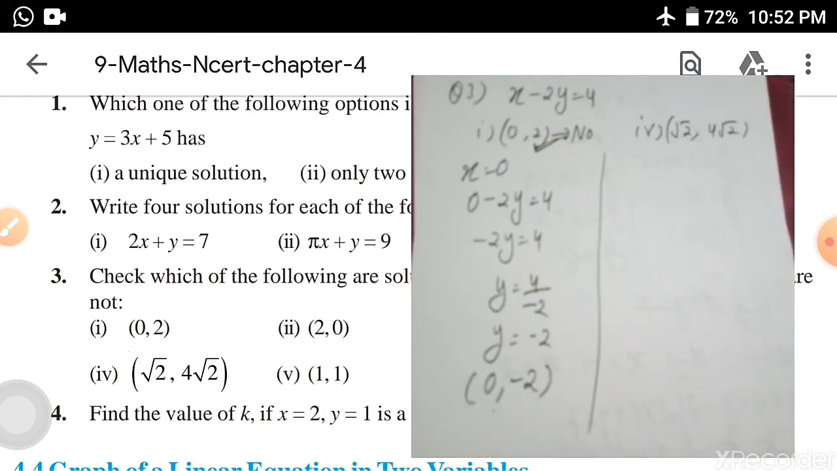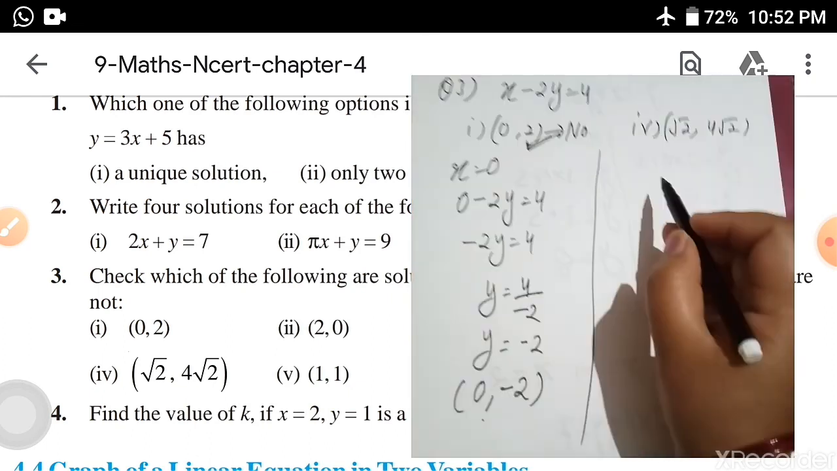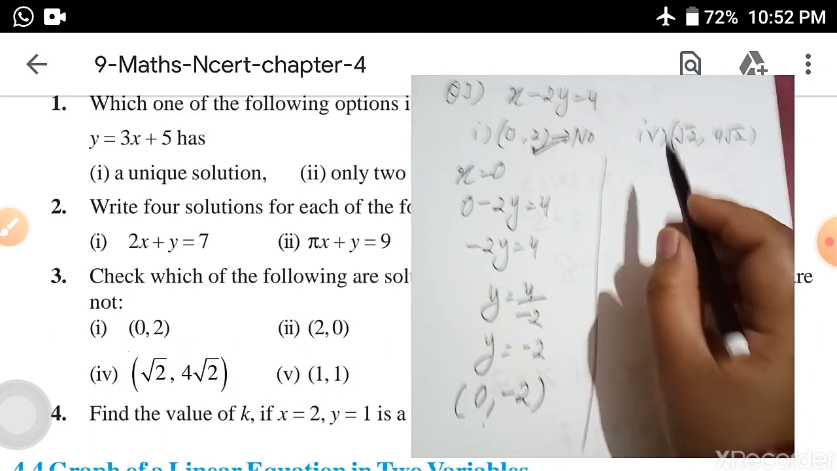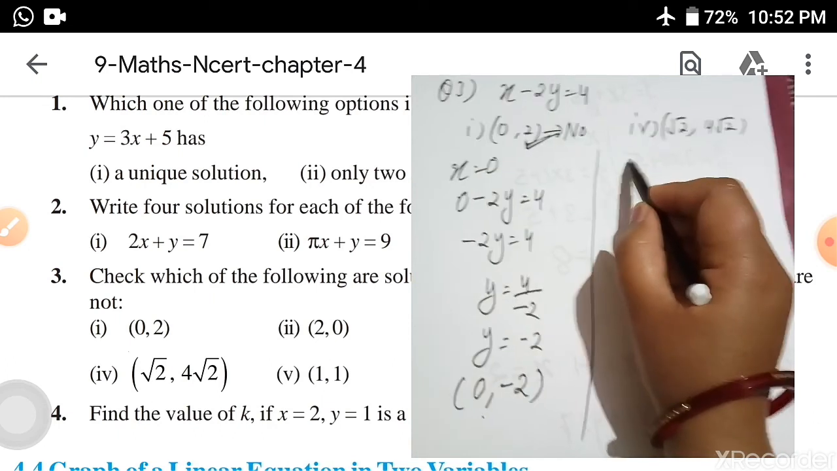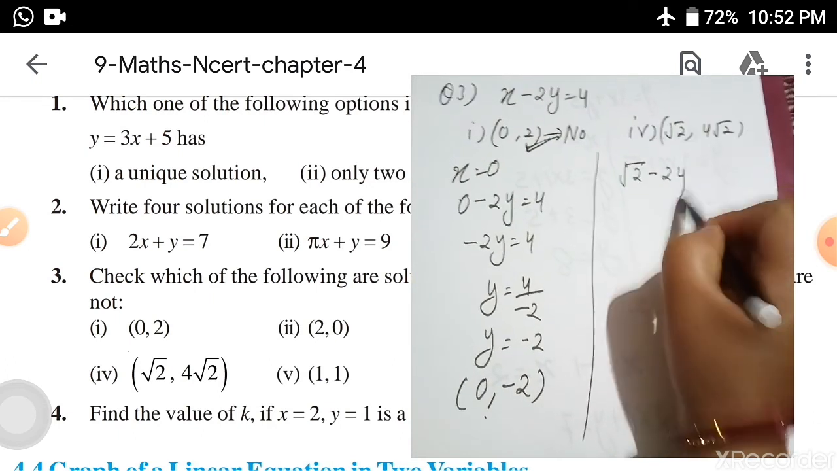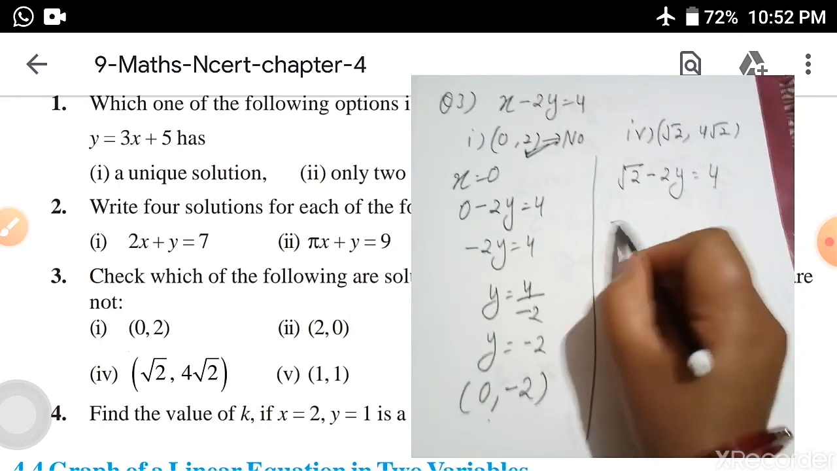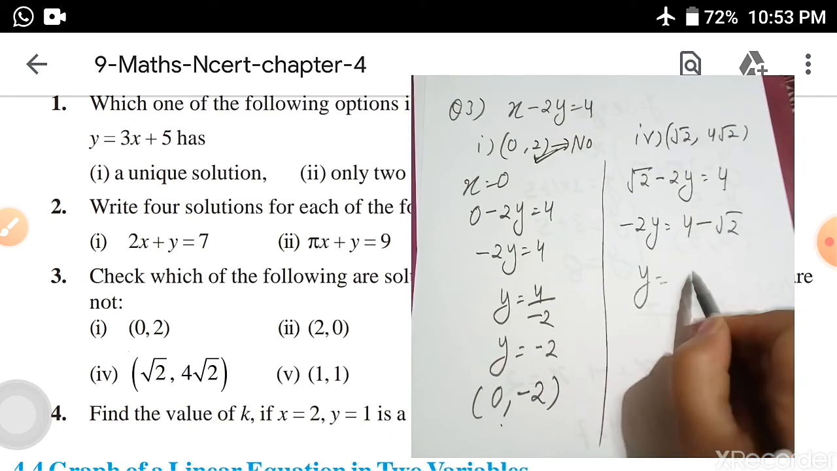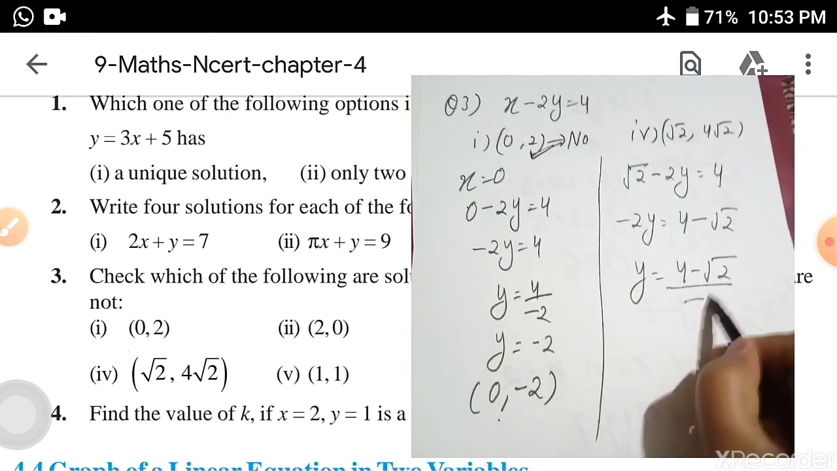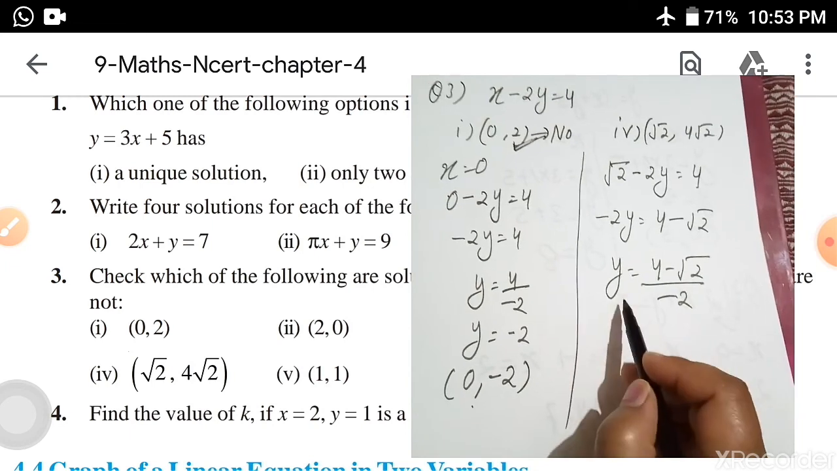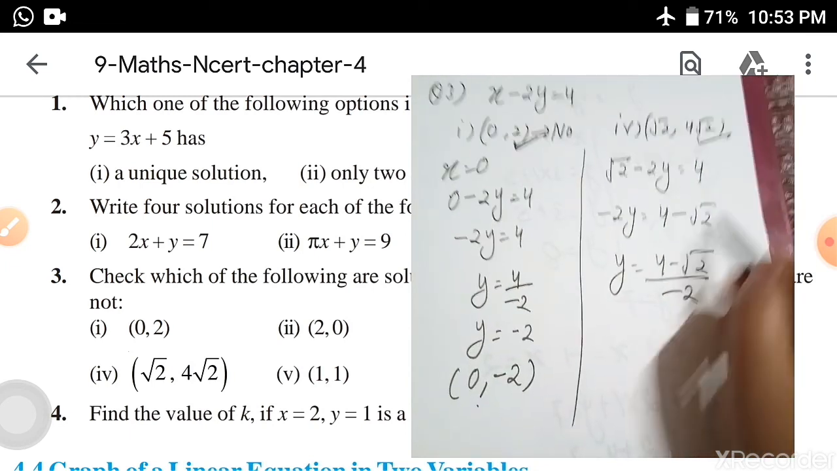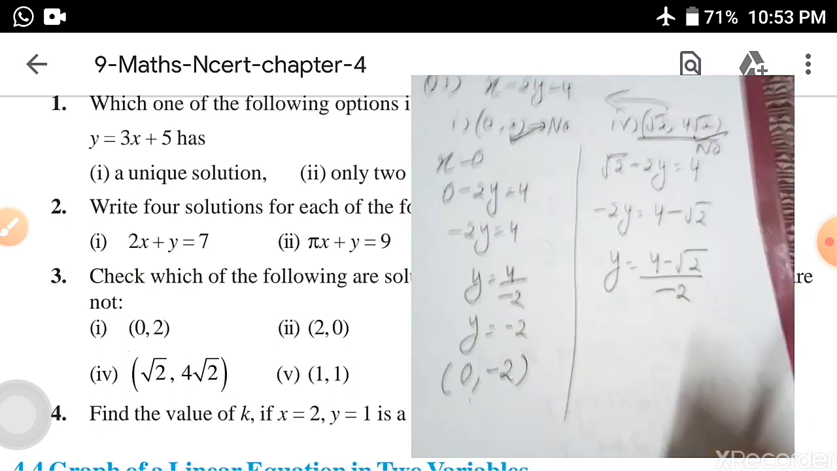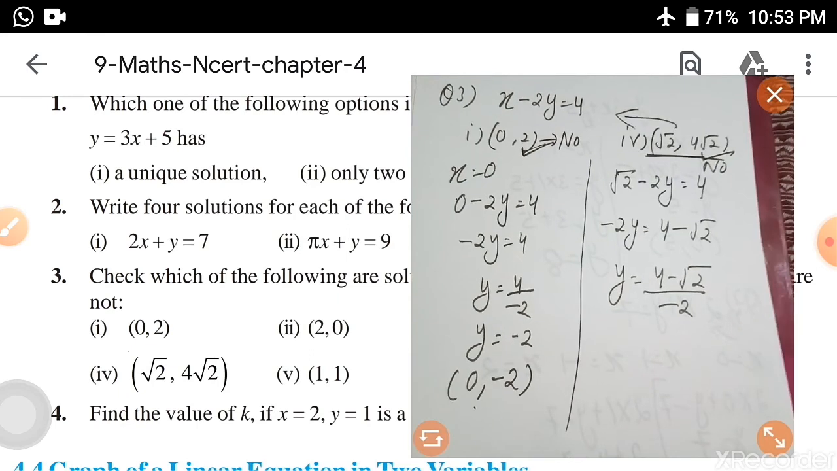There are so many parts here, but I am solving only 2 parts. See the next part. In this part we have to find out whether this is a solution or not. So for that we will put x equal to root 2. Root 2 minus 2y is equal to 4. That means minus 2y is equal to 4 minus root 2. That means y is equal to 4 minus root 2 upon minus 2. You can see that the value of y is not coming 4 root 2, so again this is not a solution of this equation. Similarly, you will do all the parts of this question.